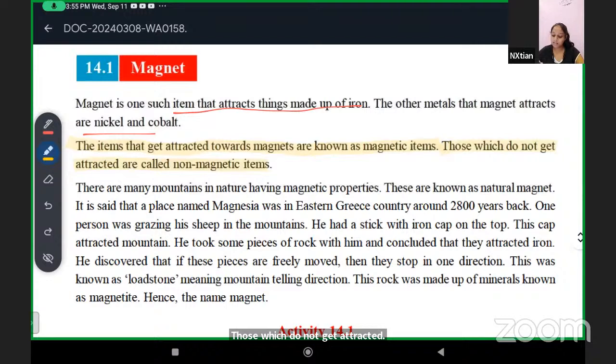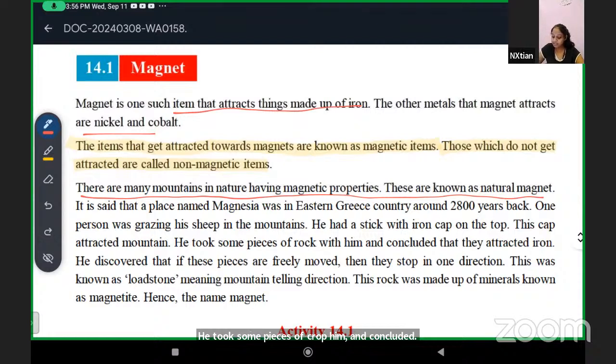Okay, then there are many mountains in nature having magnetic properties. They are known as natural magnets. It is said that a place named Magnesia was in eastern Greece around 2800 years back. One person was grazing his sheep in the mountains. He had a stick with an iron cap on the top. This cap attracted the mountain. He took some pieces of rock with him and concluded that they attracted iron.